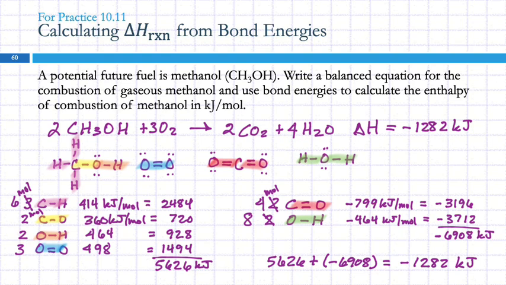There's a bunch of details in there, but the overall concept, I think, is pretty simple. We're breaking all the existing bonds. That requires us to put energy in to invest in this process. And then as these new bonds form, they release energy, and this is how much gets released. It's released from the system, so it's negative. And then we add them together, and the net result is this will release 1282 kilojoules when 2 moles of methanol is burned.